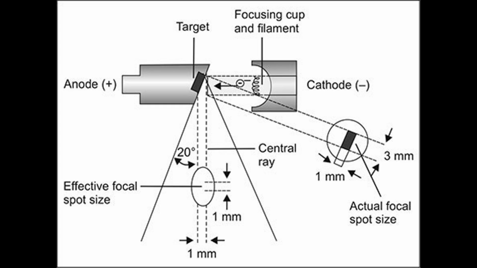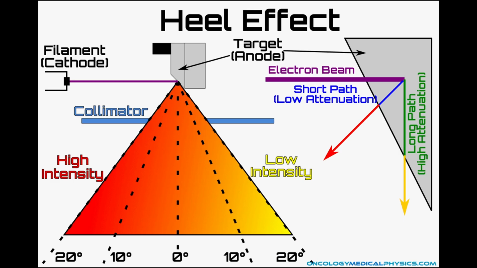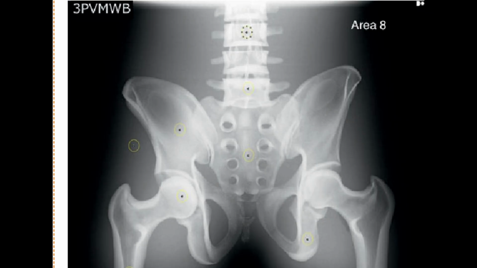Interestingly, studies like the systematic review, "Anode heel effect, does it impact image quality in digital radiography?" on ResearchGate suggest that in digital systems, the heel effect may not always significantly affect image quality, but it remains a fundamental part of X-ray tube physics.